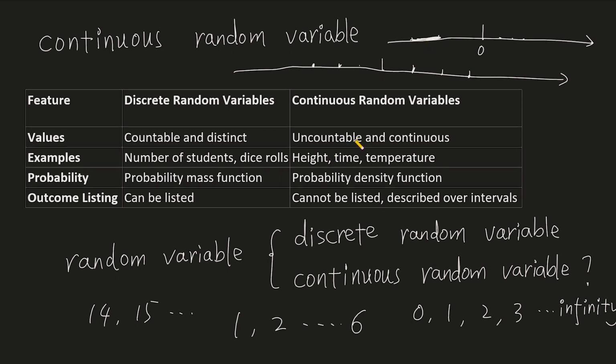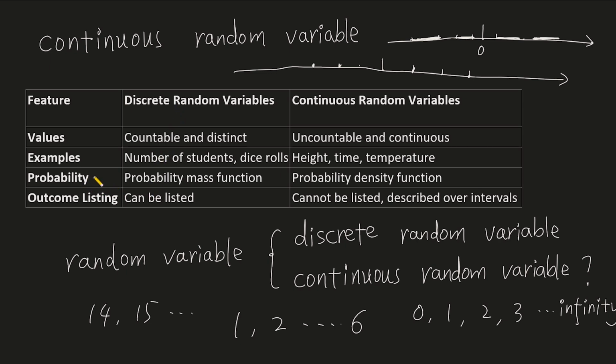For example, the height of people can be any point in a range on the number line. Also, the time can be all the points in a range on the number line. And also the temperature. The temperature can be all the points in a range on the number line. This is the difference between the values of discrete random variables and continuous random variables.